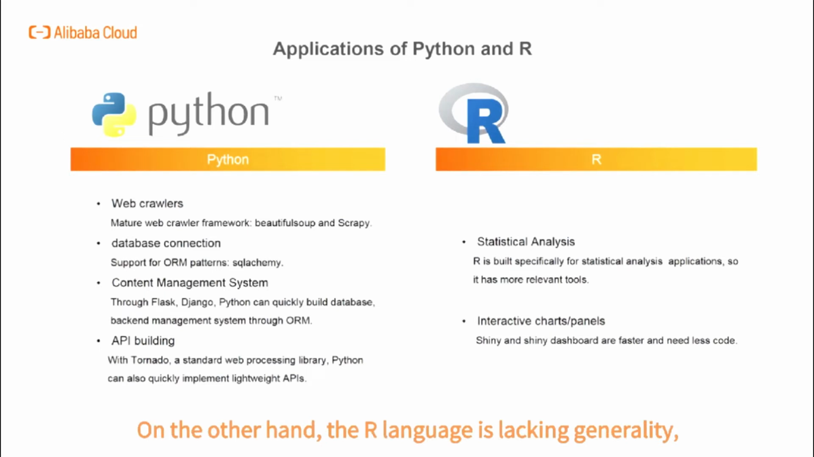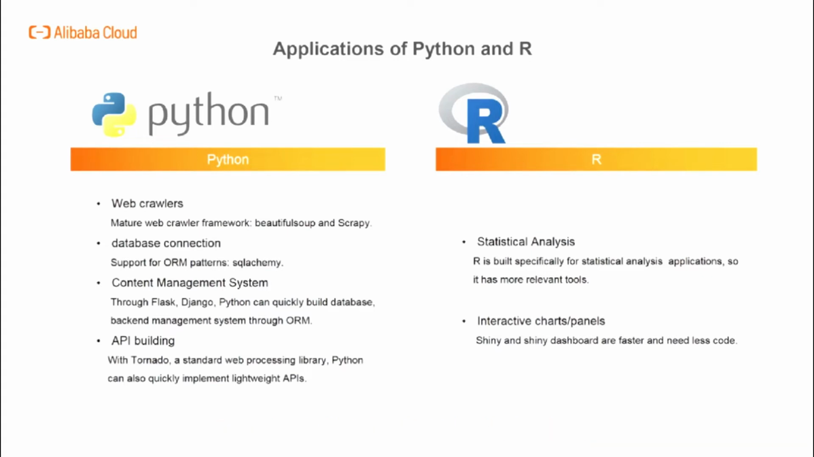On the other hand, the R language is lacking generality. That is, except for data analysis, its application is quite limited. But Python can also be used to develop web applications. R's community is also less active than Python.